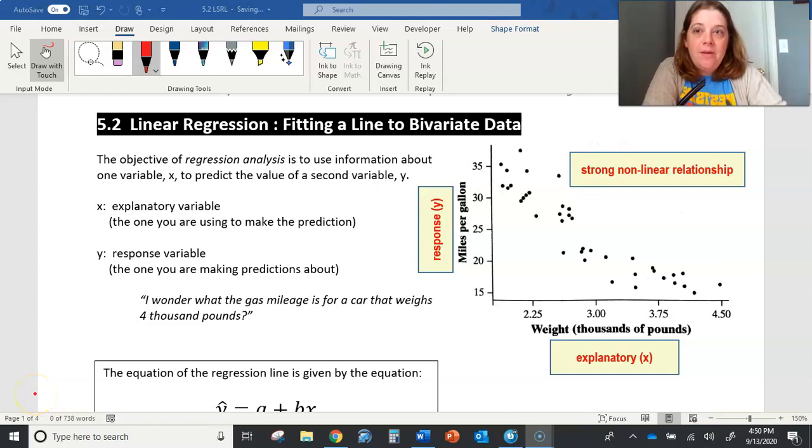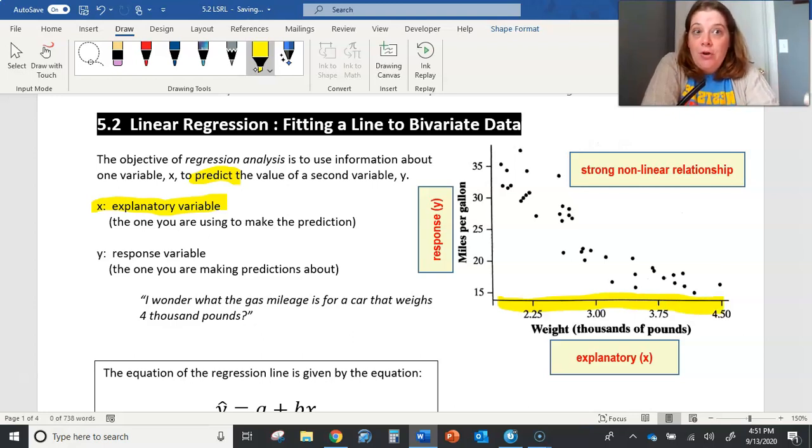All right, so let's talk about how to fit a line to bivariate data. Just as a little bit of review, remember that the whole purpose for dealing with bivariate data in statistics is to try to use one variable to help predict the value of the second variable. So we have x as our explanatory variable. This is the one that we're trying to use to make predictions with.